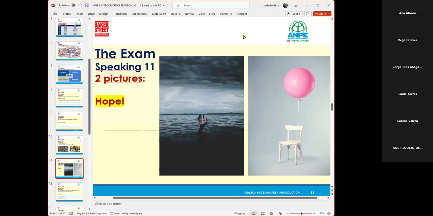I think the second one, the chair with a balloon, because we need hope and a balloon, a pink balloon. It's a purse that people hope. I think the first one, no, I can see hope because it looks like a drawing of a person. And the second one, pink is a color of hope.